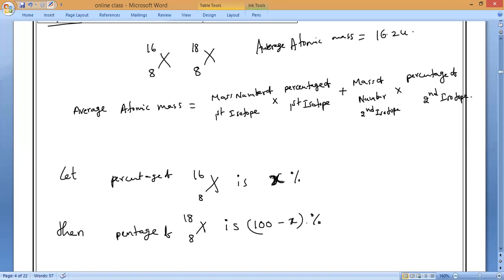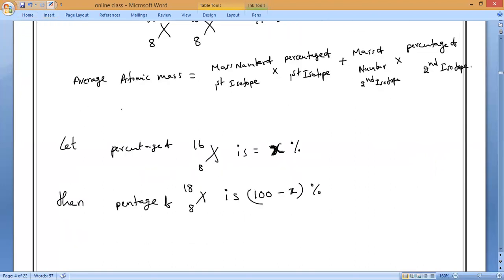Why, guys? Because we all know that total percentage is how much? In physics, when we solved, total height is H. When I traveled X distance, what is the remaining distance? H minus X. Do you remember? We solved that in the gravitation chapter. Total height is 100; if I traveled X, then the remaining height is 100 minus X. Same thing we'll apply in the formula.